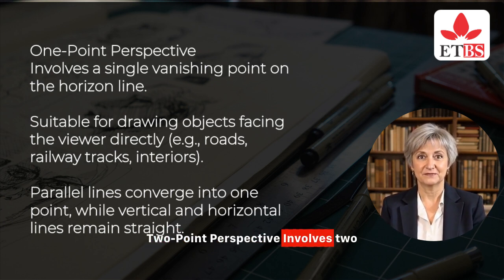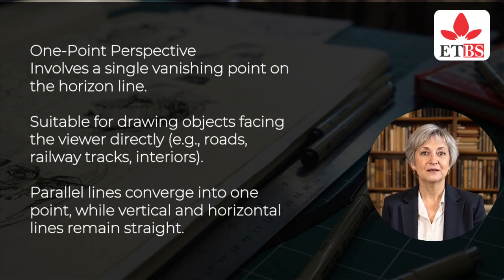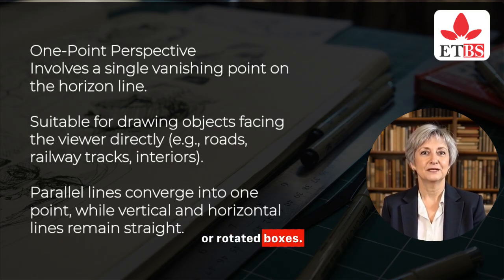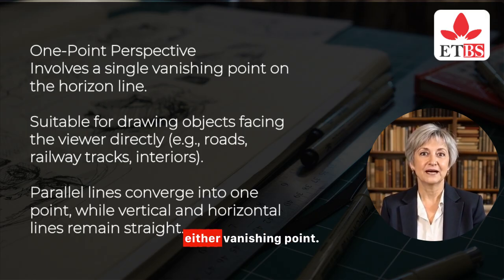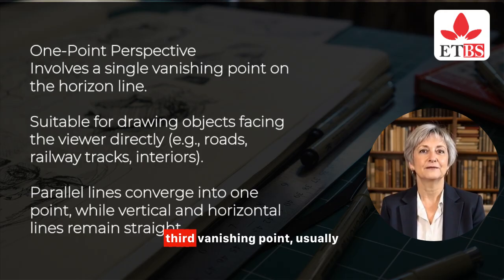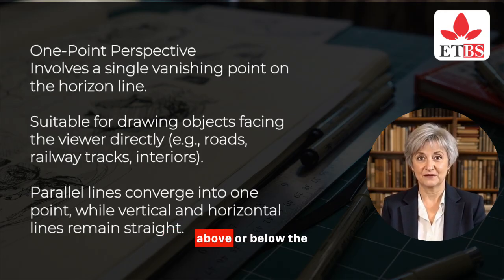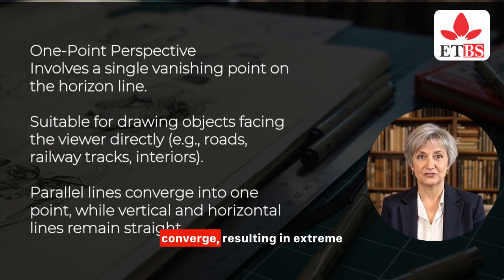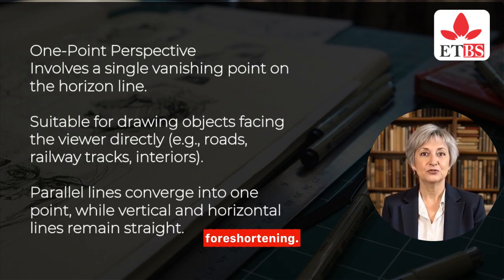Two-point perspective involves two vanishing points on the horizon line, used when drawing corners or rotated boxes. No face is parallel to the viewer. All horizontal lines converge to either vanishing point. Three-point perspective adds a third vanishing point, usually above or below the horizon line. Used for dramatic bird's eye or worm's eye views, vertical lines now also converge, resulting in extreme foreshortening.